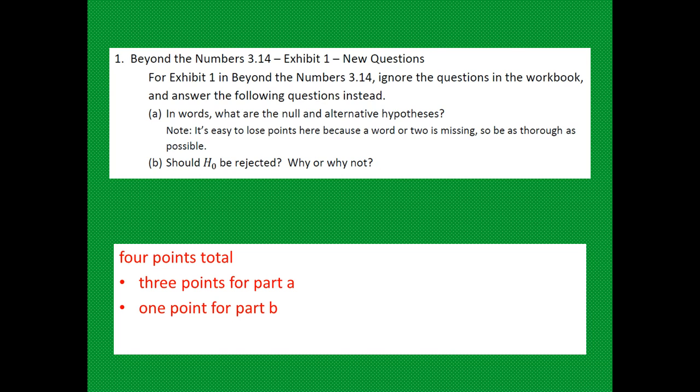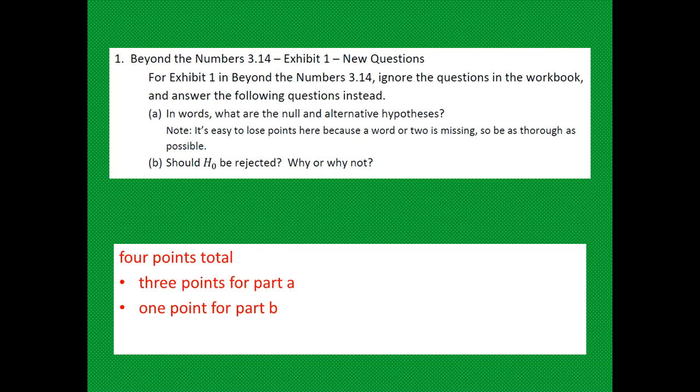As far as the points breakdown for B goes, I think that one's pretty easy to anticipate. It'll be half a point for the yes or no, and then half a point for the why or why not. Part A, writing out the hypotheses in words, is a little bit different, and we're going to go through an example in a minute. That's what's on the next slide. We'll do it with the other exhibit and Beyond the Numbers 3.14.